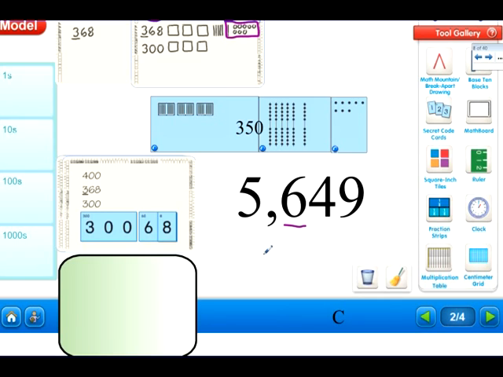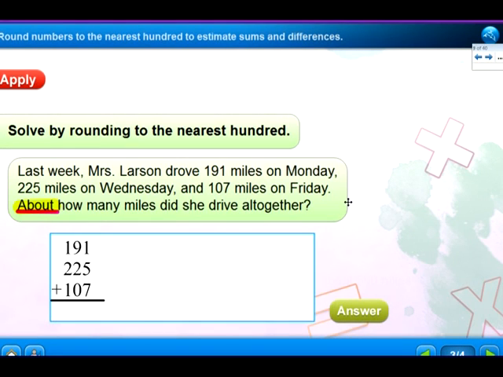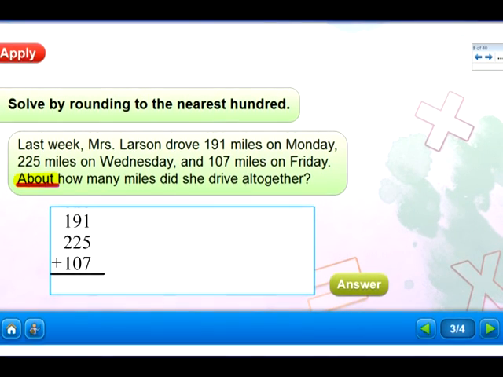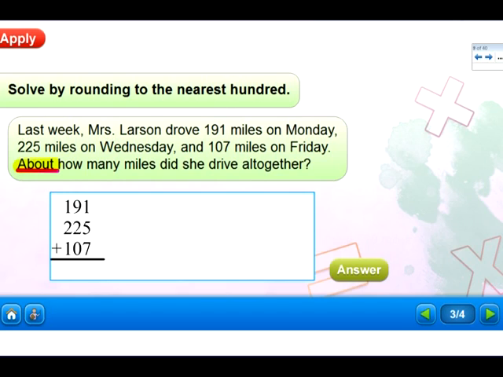Okay, there's a challenge for you. Last week, Mrs. Larson drove 191 miles on Monday, 225 miles on Wednesday, and 107 miles on Friday. About how many miles did she drive together? I want you to memorize that word, about.